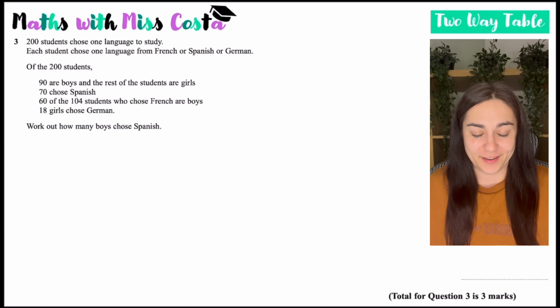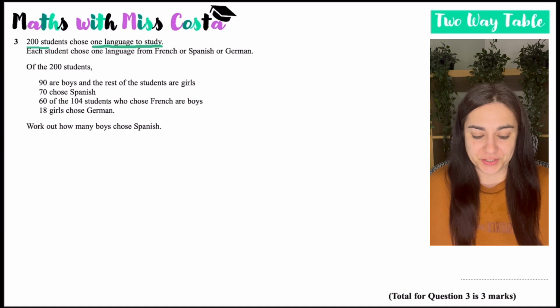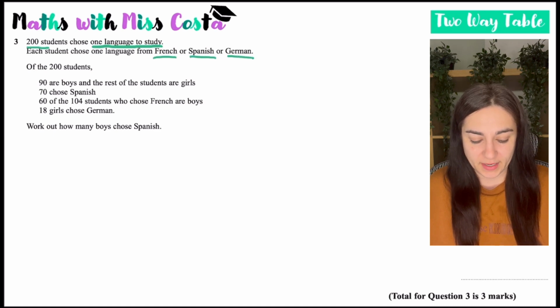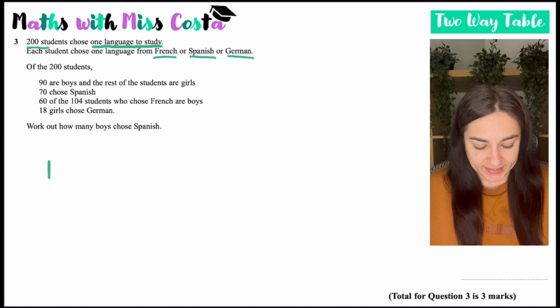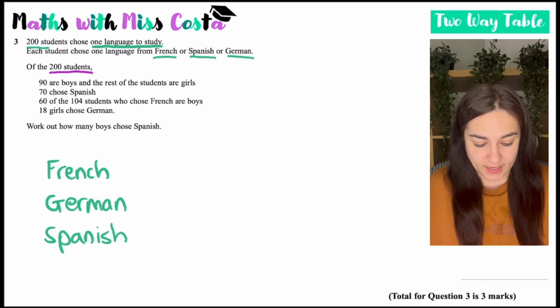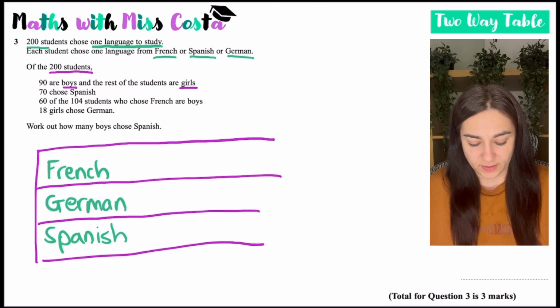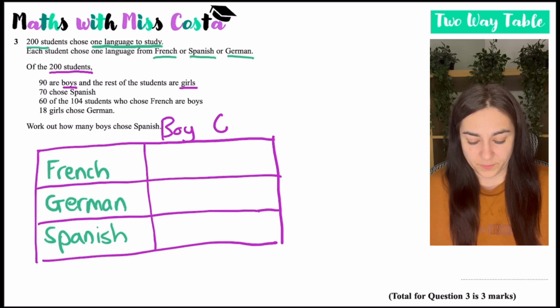Okay, so in this question, I have been told that 200 students chose one language to study. Each student chose one language from either French, Spanish, or German, and then I'm told information about these students. So I know that each student has a choice to study French, German, or Spanish. And then what other information do I know? I know that out of these 200 students, 90 are boys and the rest are girls. So I know that the options are to study French, German, or Spanish, and that you are either a boy or a girl.